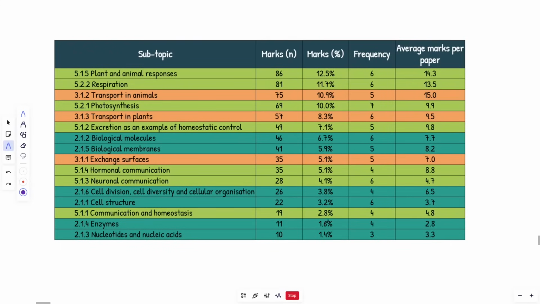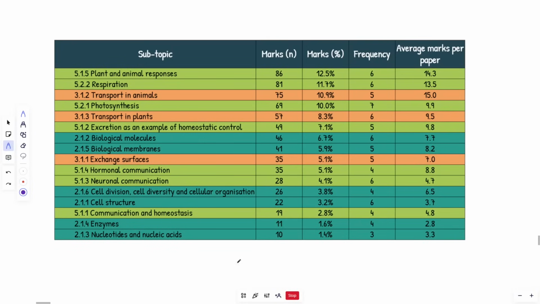Got the marks percentage. You've got frequency right here, which is essentially just how many papers did that subtopic come up. So 6 is 6 of the papers, 5 is 5, 7 is 7, real basic stuff. And then average marks per paper is essentially telling you when this subtopic did come up, how many marks were available on average. And all that is the number of marks divided by the frequency. Okay, real basic stuff there.